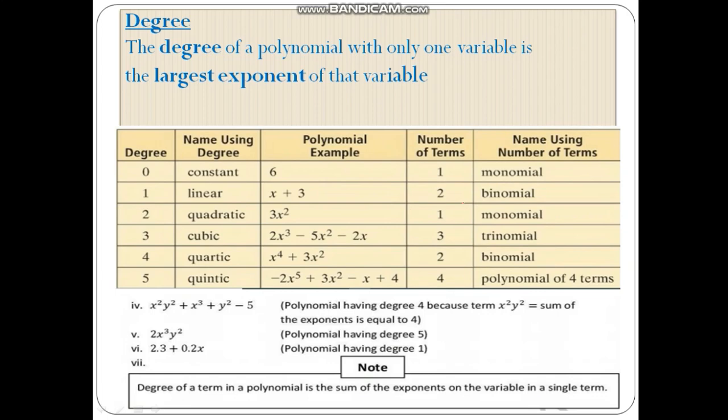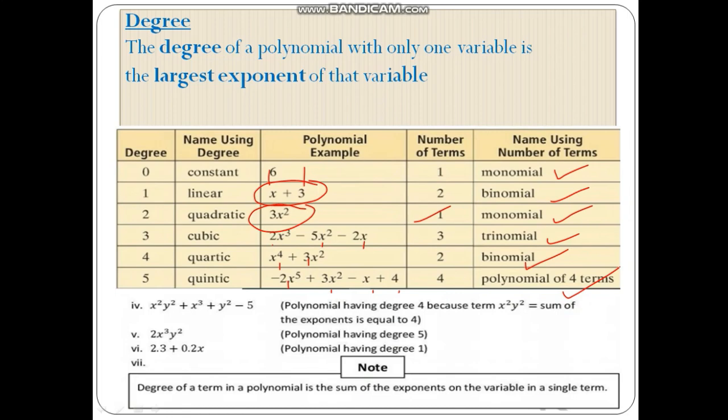6: number of terms is 1 and this is a monomial. If I have x plus 3, number of terms is 2. It is a binomial. 3x square: number of terms is 1 and this is a monomial. Here number of terms are 3. This is a trinomial. Number of terms are 2: binomial. Number of terms are 4: polynomial of 4 terms. Okay.